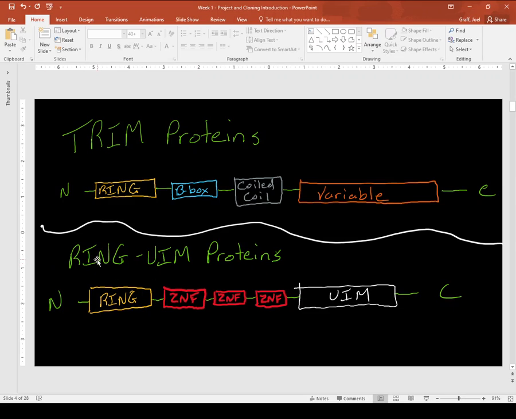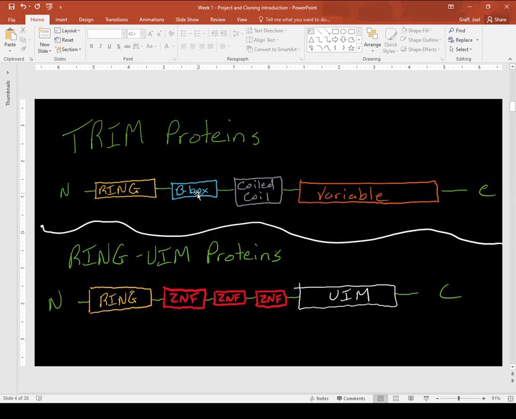The second family of proteins we study are called ring UIM proteins. The TRIM proteins, there are about 80 of them encoded by the human genome. And for the ring UIM proteins, there are 4 genes that encode them in the human genome. TRIM is a shorthand for tripartite motif.